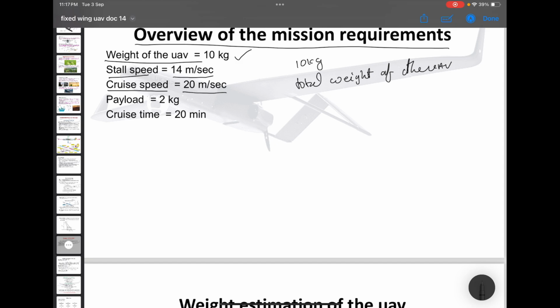And what about payload? We have 2 kg of payload for this UAV. This is important. And cruising time.